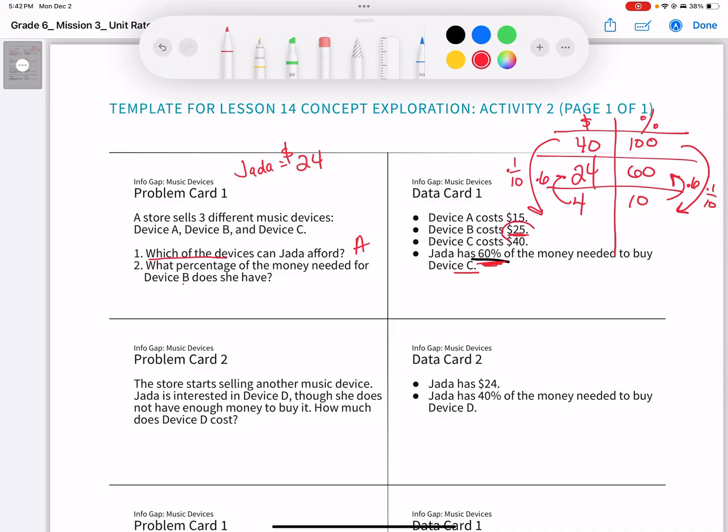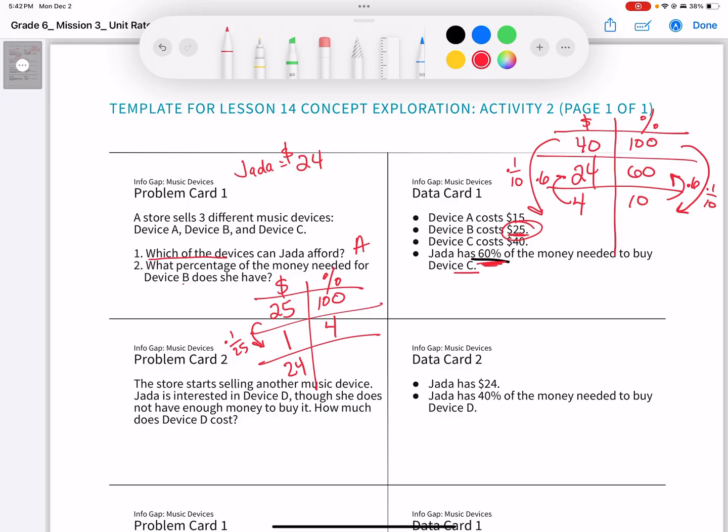Well, if device B is 100%, let's make our table again. We have our money and we have our percentage. B is $25, and that's what we're saying is 100%. Now, we need to get down to $1 because we have to get to $24. And 25 does not go to 24 very easily. So we're going to go down to 1, which is multiplying by 1/25 or dividing by 25. 100 divided by 25 is 4, because 4 times 25 is 100.